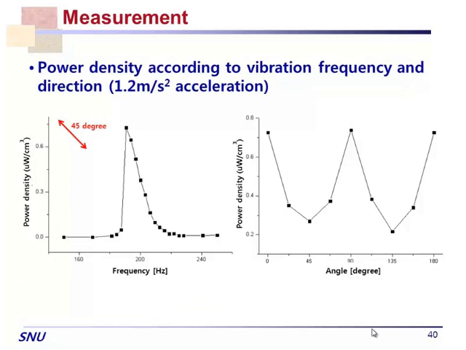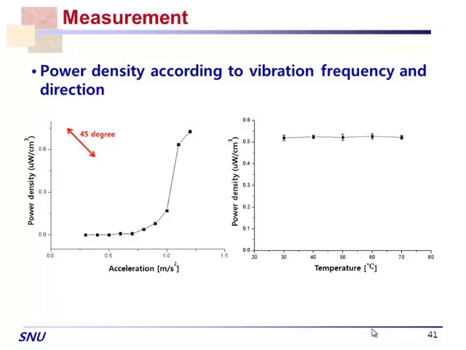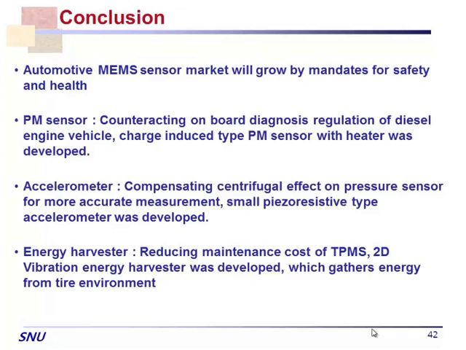And at 1.2 meter per second squared of acceleration, we have about 200 hertz of resonance frequency, and a 45-degree input generates the maximum output, such that at the 1.2 we have about 0.7 microwatt. And with temperature change, it's quite stable over temperature.